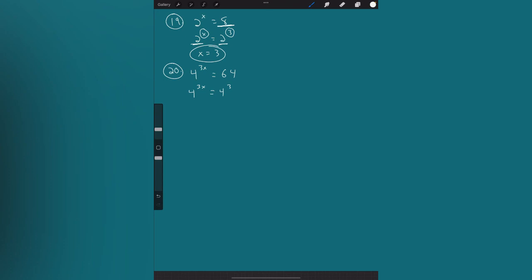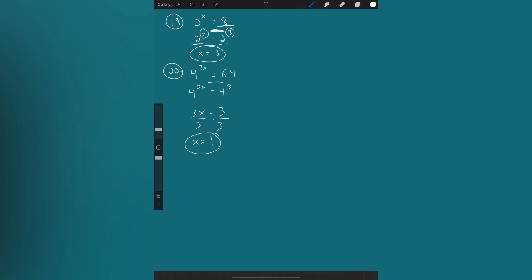And now, the same way in 19, where I knew that if I had the same base, these two exponents would be equal to one another, I'm going to assume the same thing here. In order to solve this, 3x is equal to 3. And if I divide by 3 on each side, I get x is equal to 1.